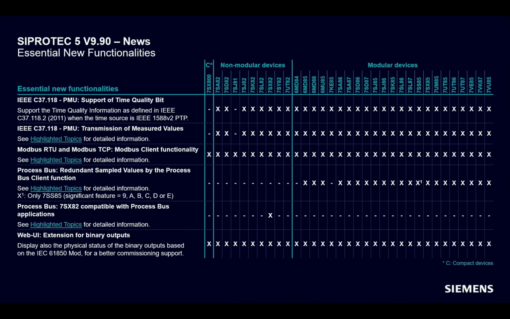Phasor measurement unit, support of time quality bit, available for all devices except 7SX800 and 7SJ81. Support of the time quality information as defined in IEEE C37.118.2, published in 2011, when the time source is the PTP option. We now have 4 new features that will be part of the highlighted topics.